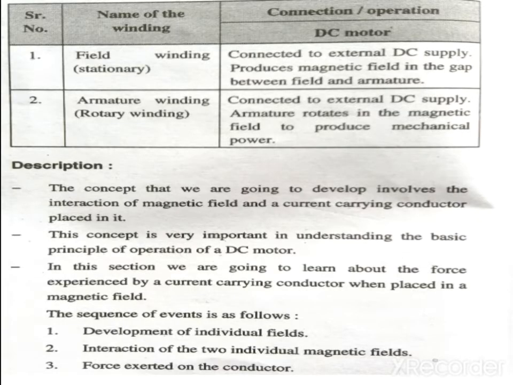If we want to clear the concept of a current carrying conductor placed in the magnetic field developing a force, we have to understand a different sequence of events. This concept is very important to understand the basic principle of DC motors. For this, we are going to learn about the force experienced by the current carrying conductor when it is placed in the magnetic field. The sequence of the events is as follows. First one is the development of individual fields. Second is interaction of two individual magnetic fields, and third one is the force exerted on the conductor.